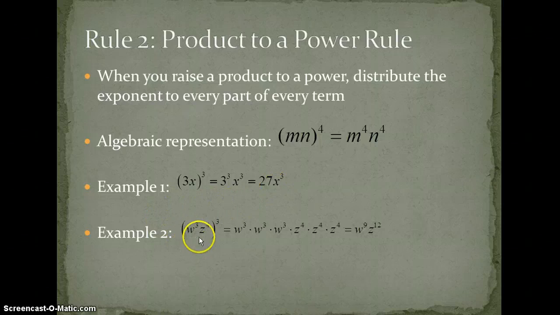W to the third times z to the fourth, all raised to the third power. So you have w to the third 3 times. You have z to the fourth 3 times. That winds you up with w to the 9th power, z to the 12th power. Pause the video at any time you need help, and you can catch up.